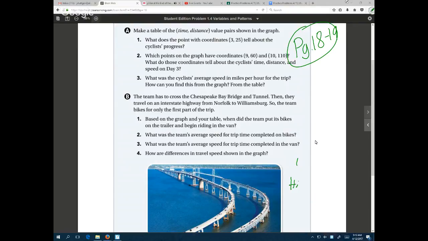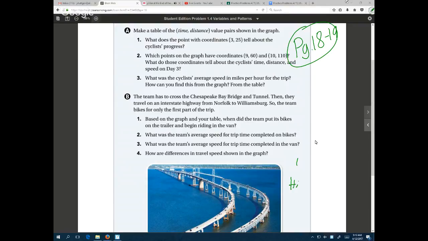Well, what hour did they get in the car? I'm telling you the place. Remember, you're going in a car, you should be going very fast. It should be very steep. So what hour do you think they got in the car? Hour 9.